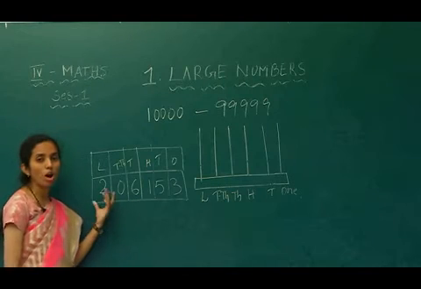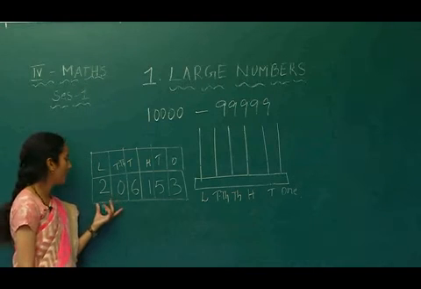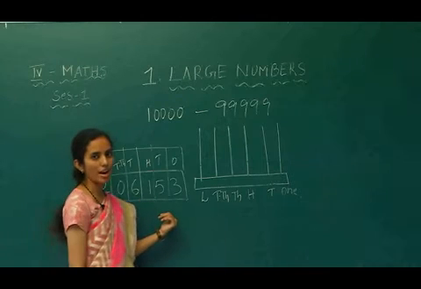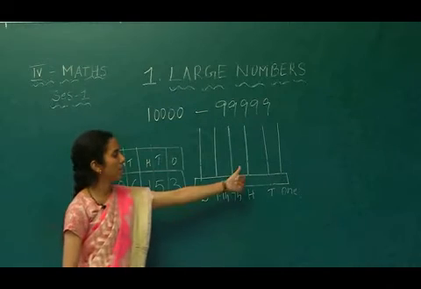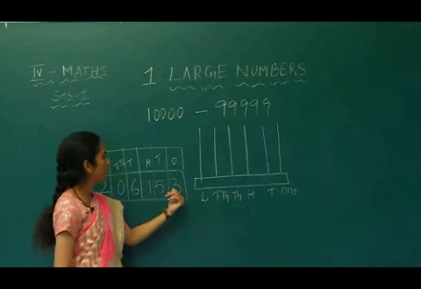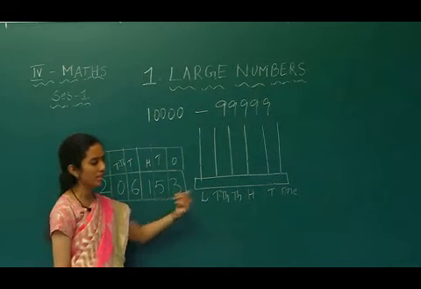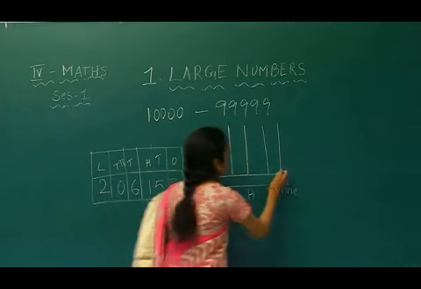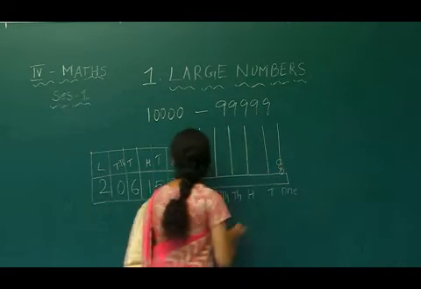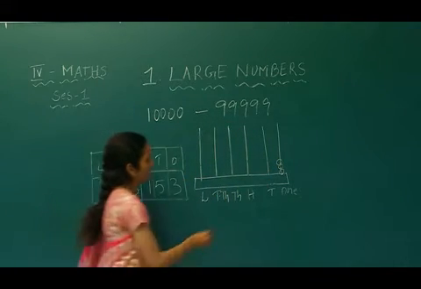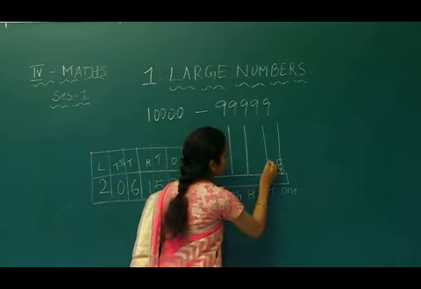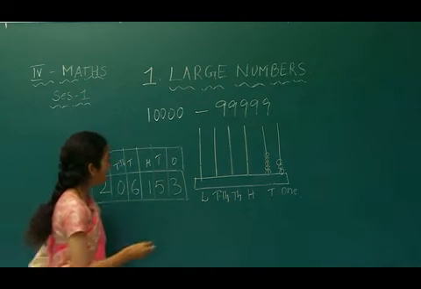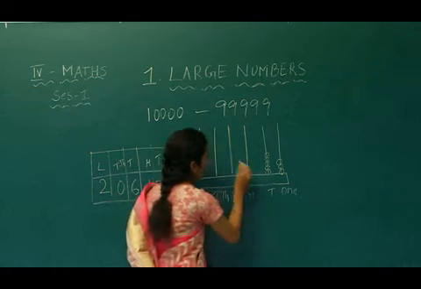How do we read this number? We read it as 2,06,153. So how can we represent it on the abacus? Just by putting the number of beads in its place. In the ones place there is 3, so put the 3 beads here, and in the tens place 5. 1, 2, 3, 4, 5. 5 beads, and in the hundreds place 1. Only one bead is there.